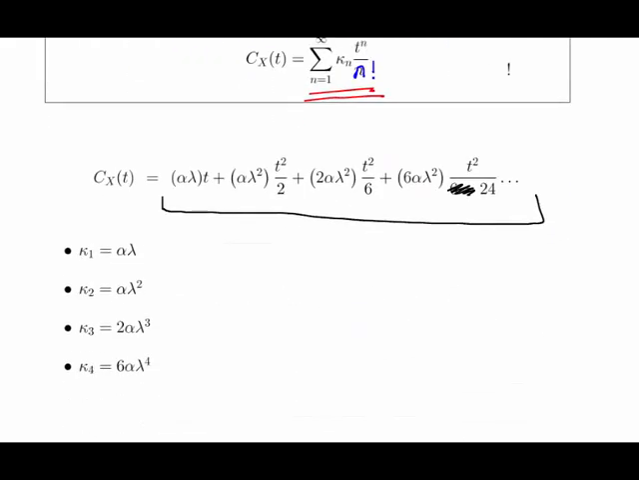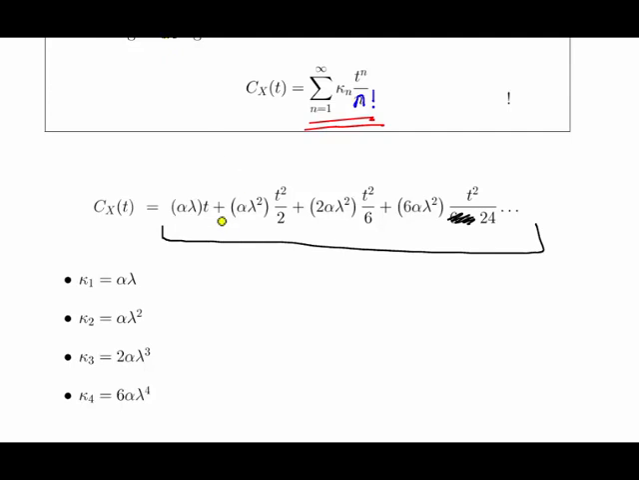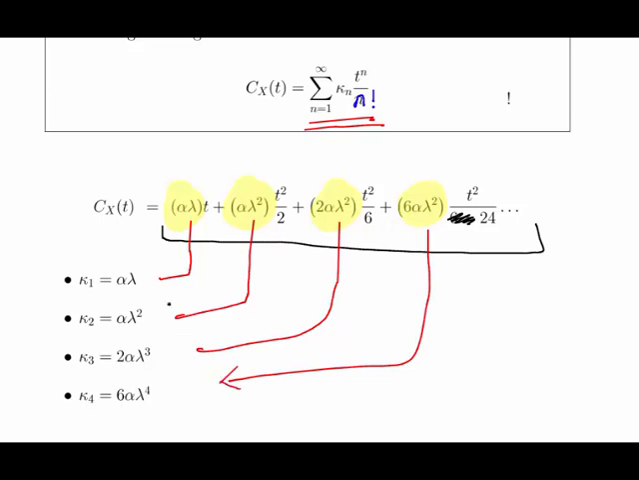Now, that's good. That really brings us to the home straight here. Those are the kappas that we're looking for. We weren't asked for kappa 1 because it's straightforward enough. But those are our kappas: kappa 1, kappa 2, kappa 3, kappa 4. Starting with the one we were asked for, kappa 2, that's alpha times lambda squared. Kappa 3 is 2 alpha times lambda cubed, and kappa 4 is 6 alpha times lambda to the power of 4.